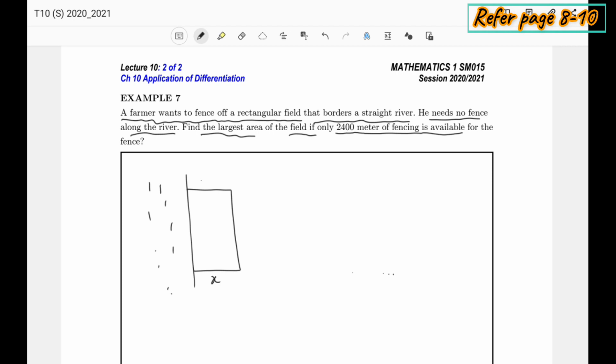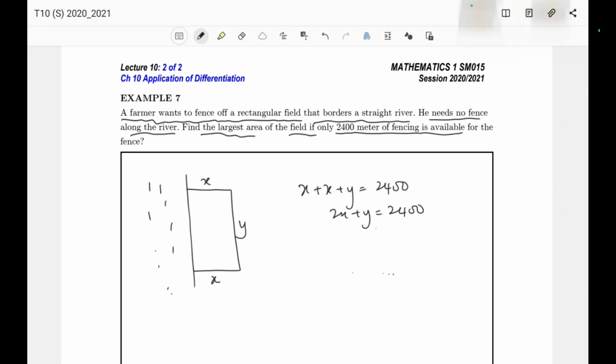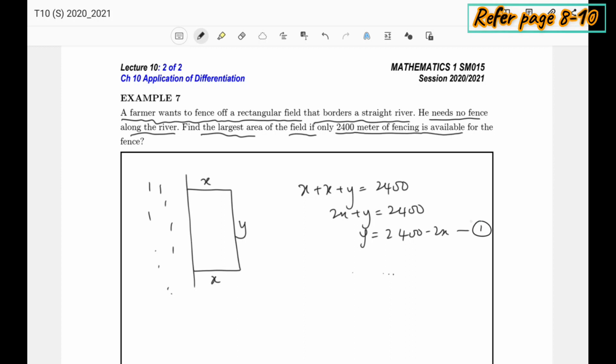This side is x, x, y. So meaning x plus x plus y equal to 2,400. So 2x plus y equal to 2,400. So y equals 2,400 minus 2x. That's your first equation. So we have area A equal to x times y. So x times (2,400 minus 2x). So A equal to 2,400x minus 2x squared.